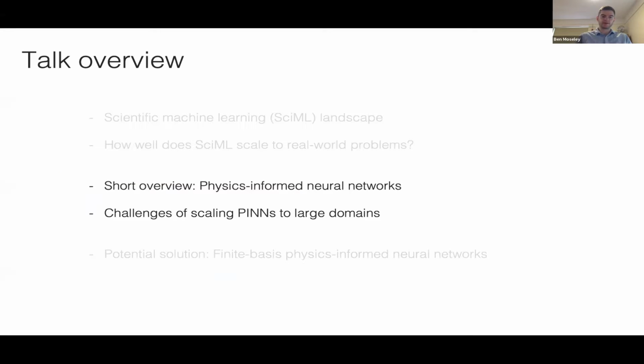So I'm going to take one specific example, which is physics-informed neural networks, and test how they scale to a more realistic setting, which is multi-scale, higher frequency solutions. So I'm going to go into the next section of the talk and give a quick overview of physics-informed neural networks and what their challenges are.